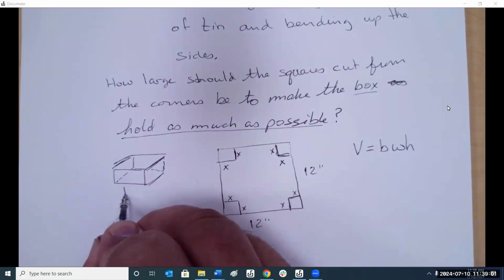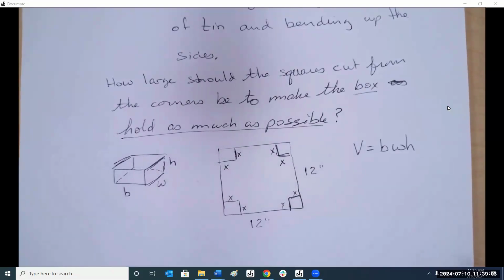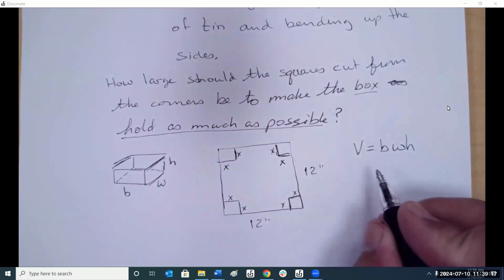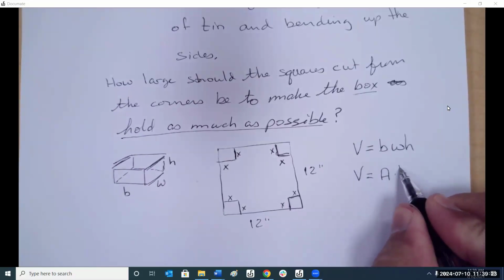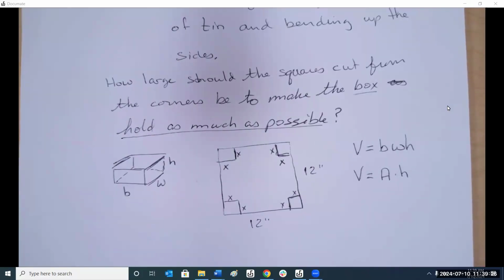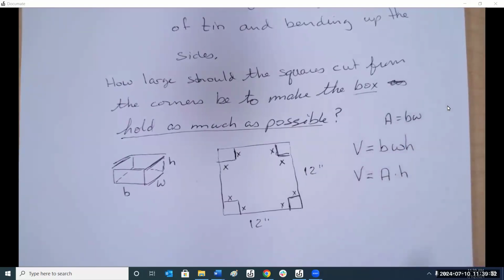Because you have the base, you have the width, and you have the height. That's the volume. Or another way you could say the equation for a volume is area times height. Because remember, area is base times width. So far, so good.